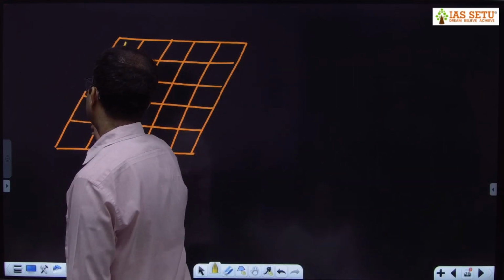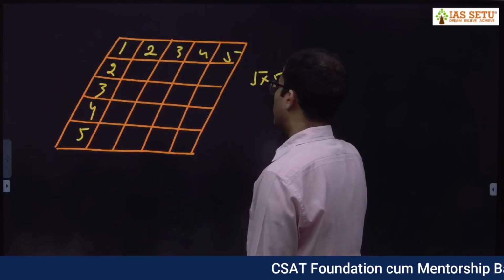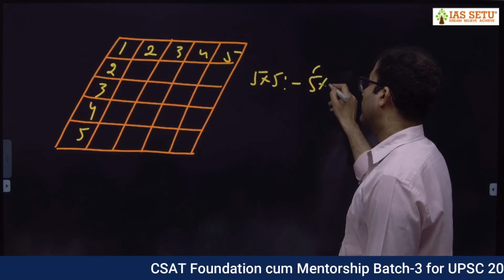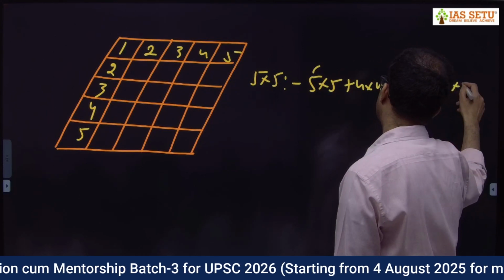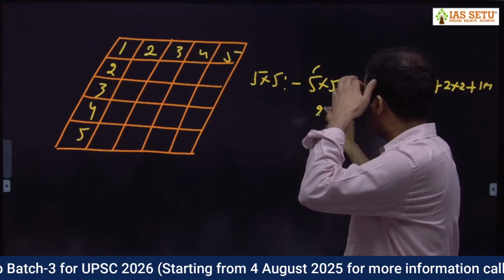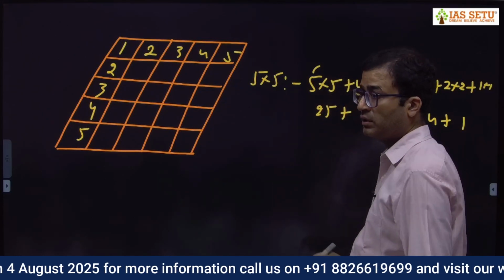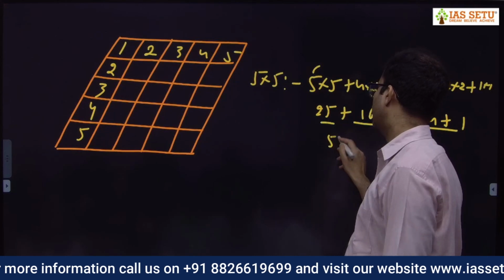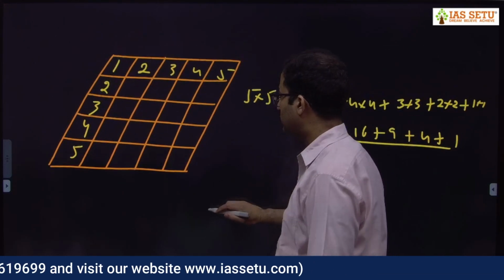1 2 3 4 5, 1 2 3 4 5, so it is 5 by 5. So 5 into 5 plus 4 into 4 plus 3 into 3 plus 2 into 2 plus 1 into 1. So it is 25 plus 16 plus 9 plus 4 plus 1. So what do you get? 55.